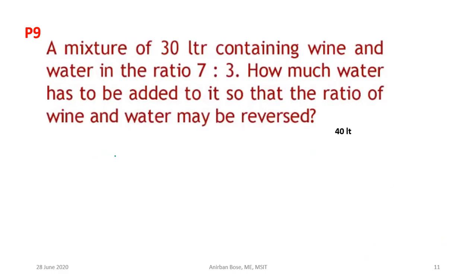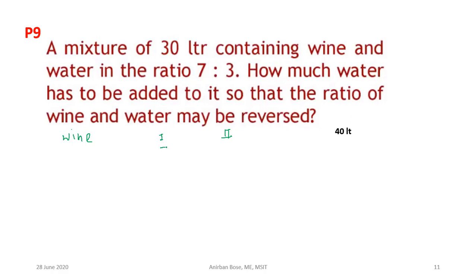Now consider a mixture of 30 liters containing wine and water in the ratio 7:3. Okay, how much water has to be added to it so that the ratio of wine and water may be reversed? Again, this problem we can either solve by wine or by water. Let us consider we are solving it by wine. Okay, so there are two kinds again, type 1 and type 2. What is type 1? Type 1 contains the 7:3 ratio.